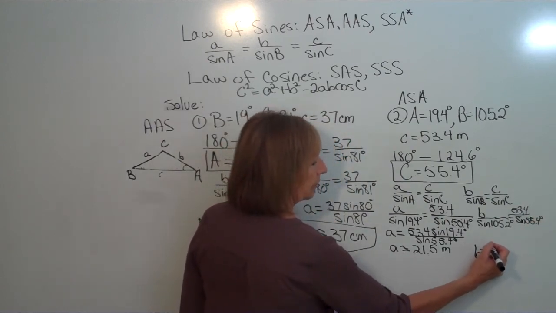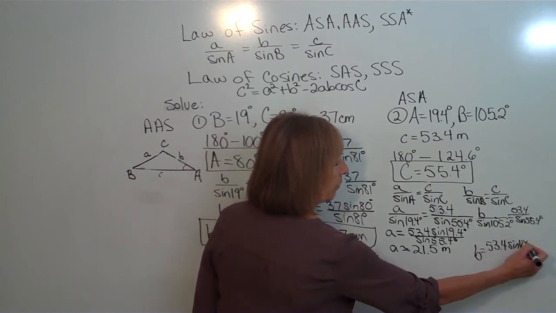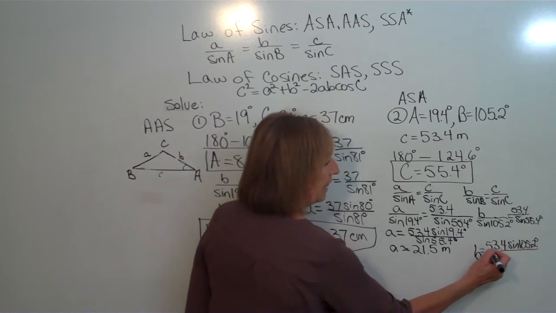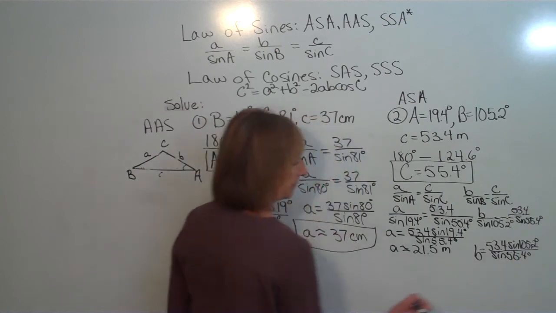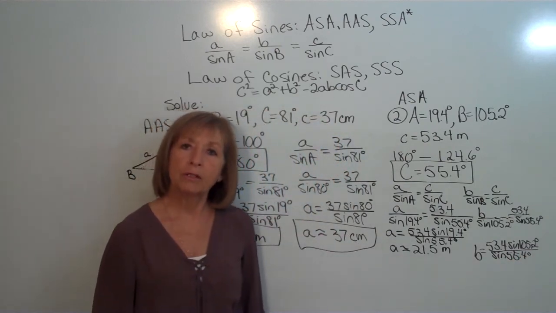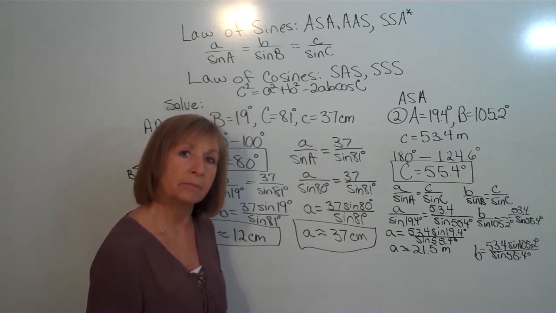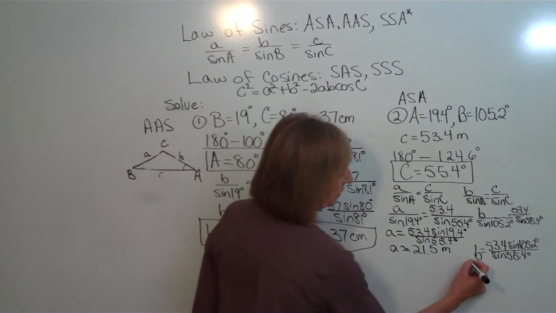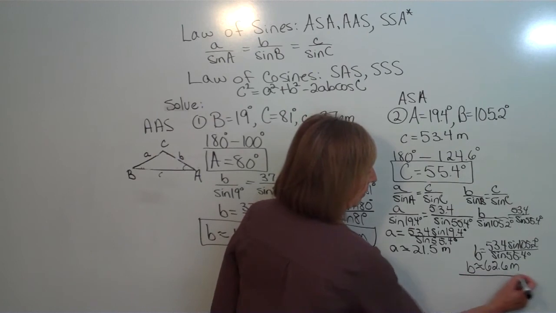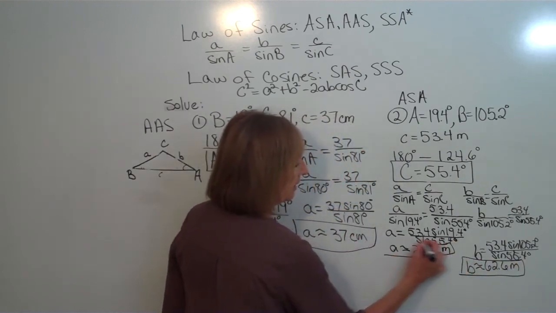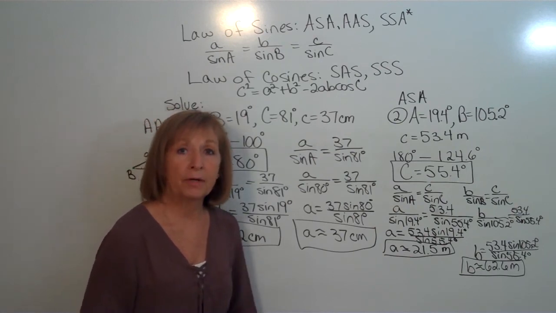So B is equal to 53.4 times the sine of 105.2 degrees divided by the sine of 55.4 degrees. And when you multiply that out, divide, and then round to 3 significant figures, you get that B is approximately 62.6 meters. So there's my side B, here's my side A, and there's my angle C. Now we're going to do a couple more examples.